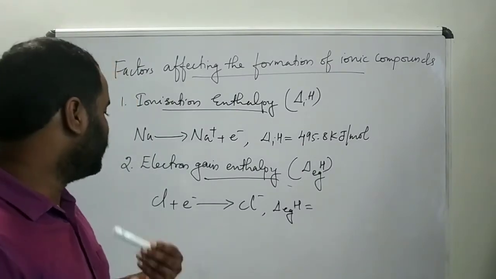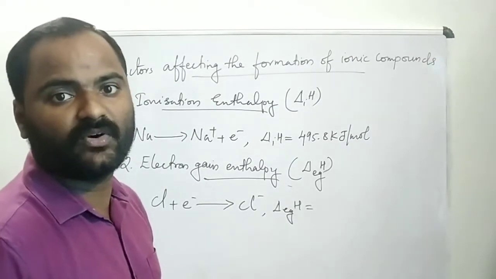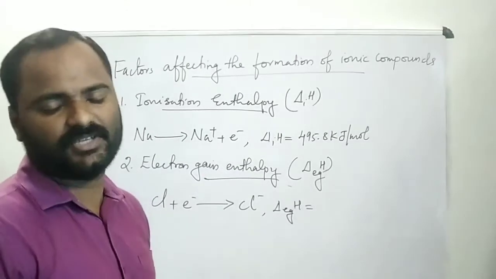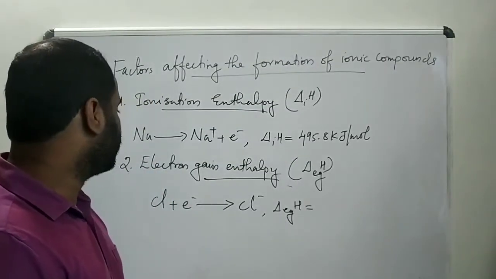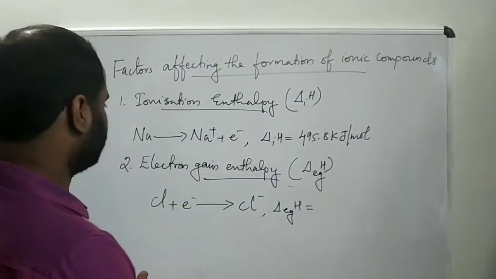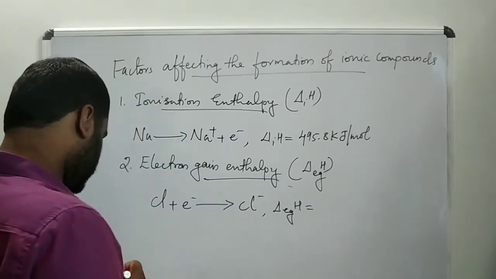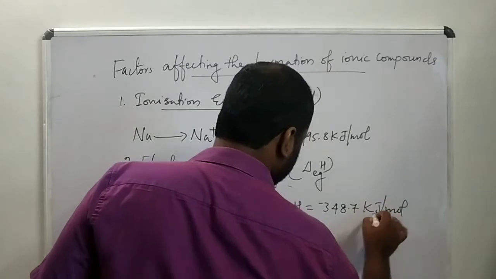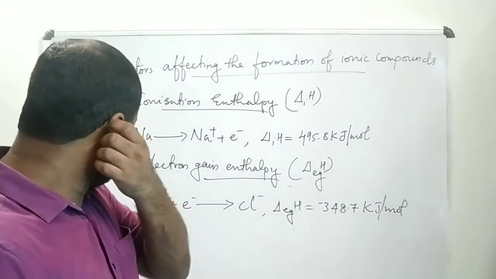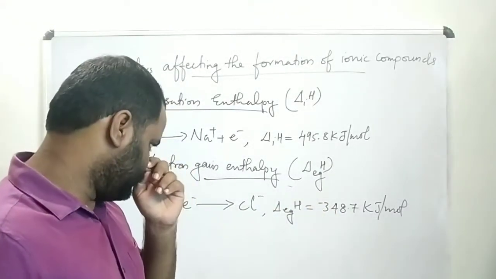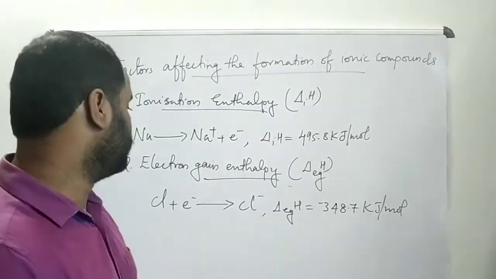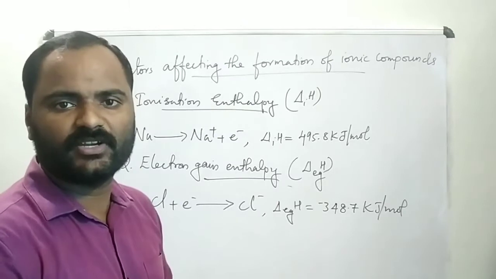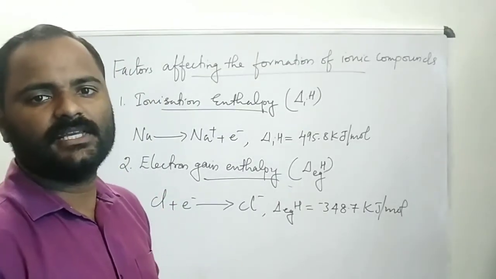It is the amount of energy liberated when an electron is added to an atom to form a negative ion. The higher the electron gain enthalpy, the greater the ease of formation of a negative ion. The delta EGH of chlorine is -348.7 kilojoule per mole. It is the amount of energy liberated when an electron is added to an atom, and we get chloride ion. So easily an ionic compound can be formed.